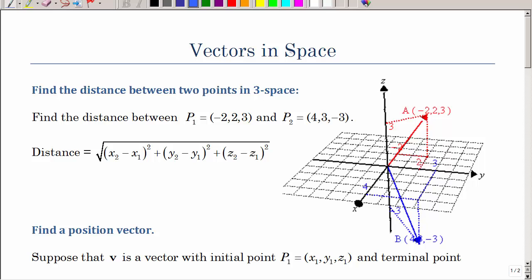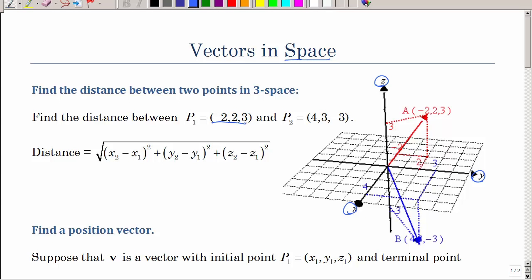We've looked at vectors in 2 dimensions where we had an x component and a y component, but in real life there are vectors in space, where we have 3 dimensions: the x, y, and z plane. So we're going to apply everything that we learned in 2 space to 3 space. The first thing is, how do we find the distance between 2 points given 3 dimensions?